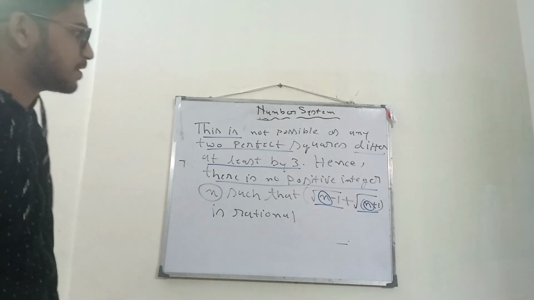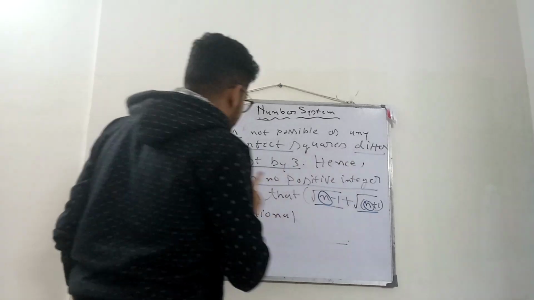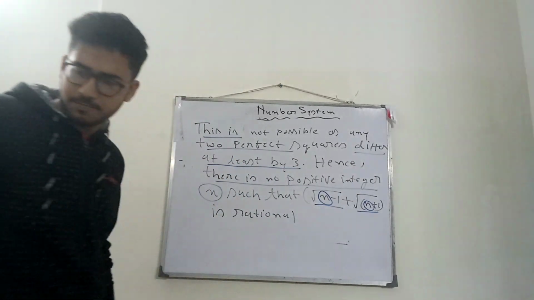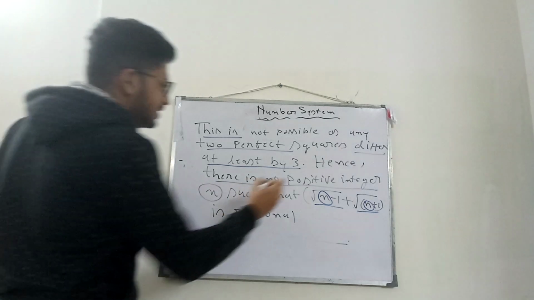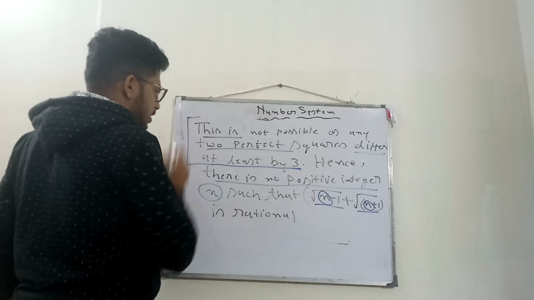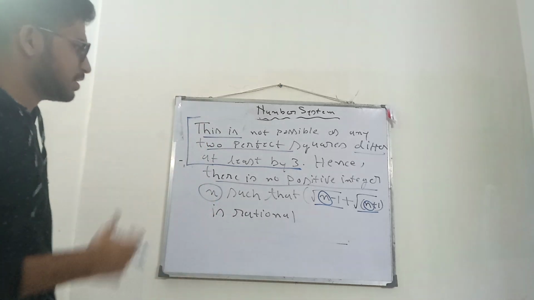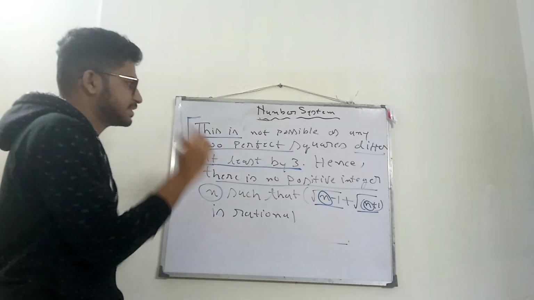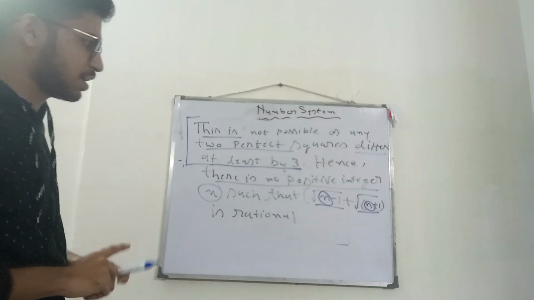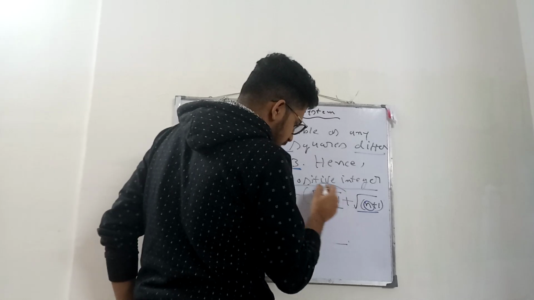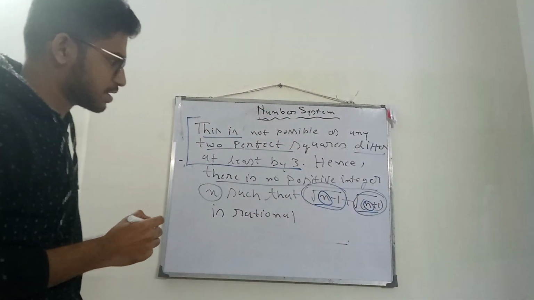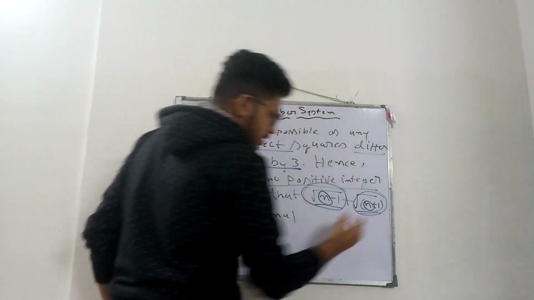Hence, this is not possible as any two perfect squares differ at least by 3. What is the meaning of this line? Differ at least by 3, what is the meaning? What is the solution trying to say? This is not possible as any two perfect squares. Okay, what are the two perfect squares? Is this the two perfect squares? They're trying to tell us that these are the two perfect squares.